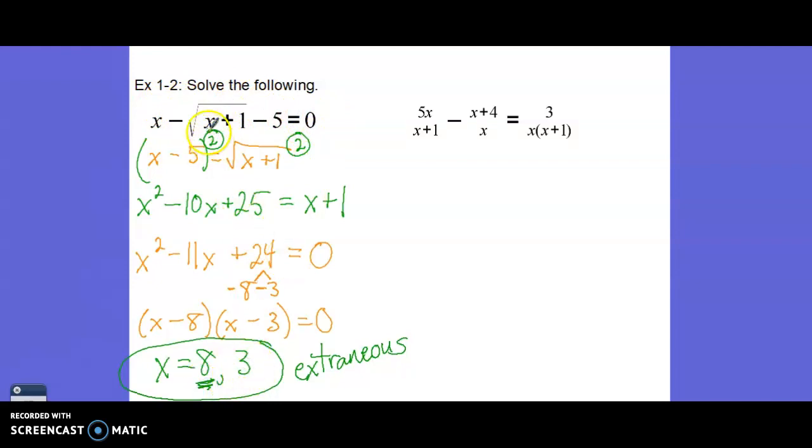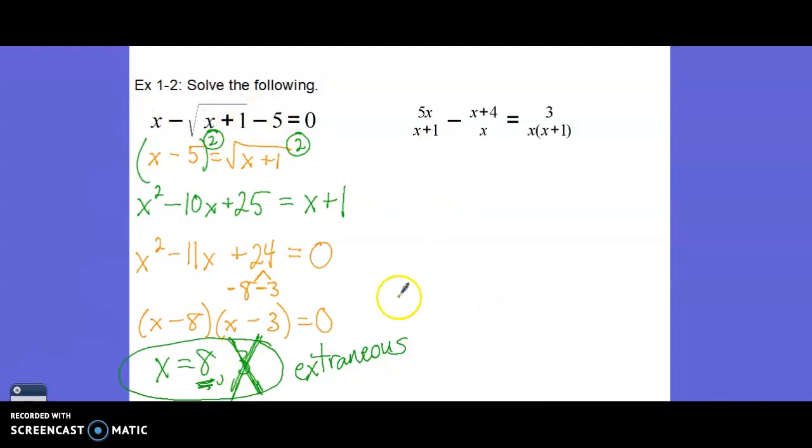If you try 3, 3 plus 1 is 4. Square root of 4 is 2. 3 minus 2 is 1. Minus 5 is not 0. So that was an extraneous solution. The only answer that works is 8.